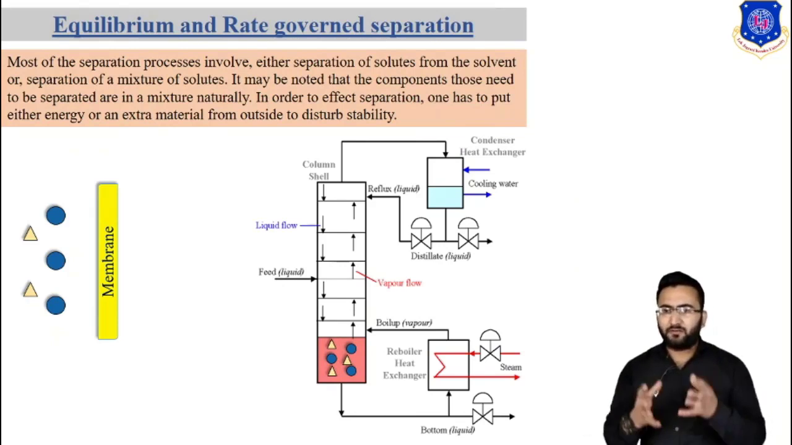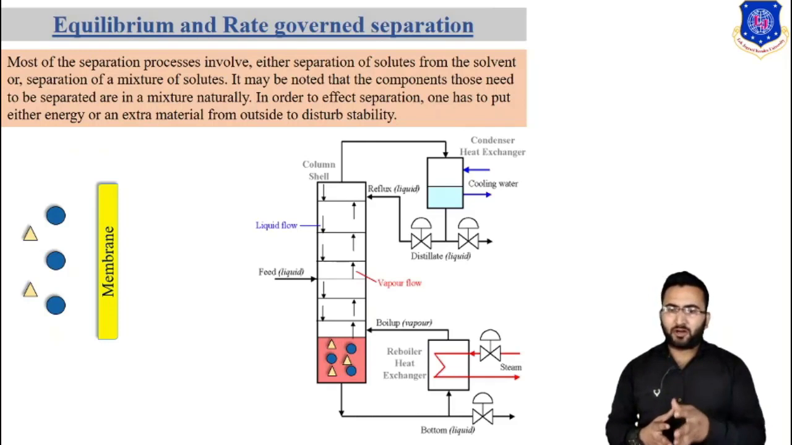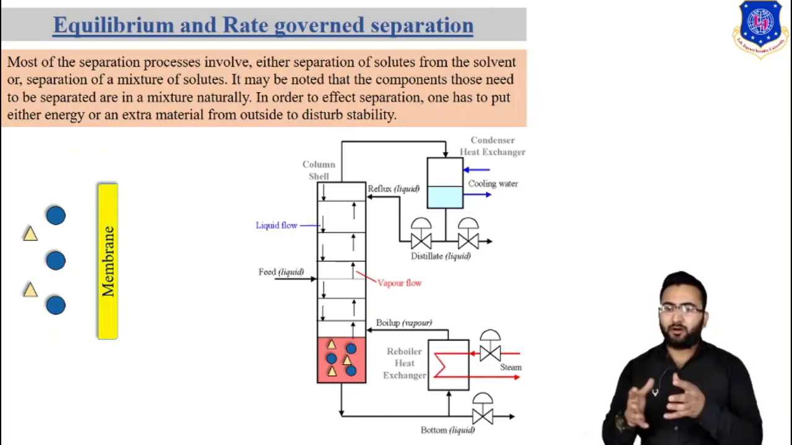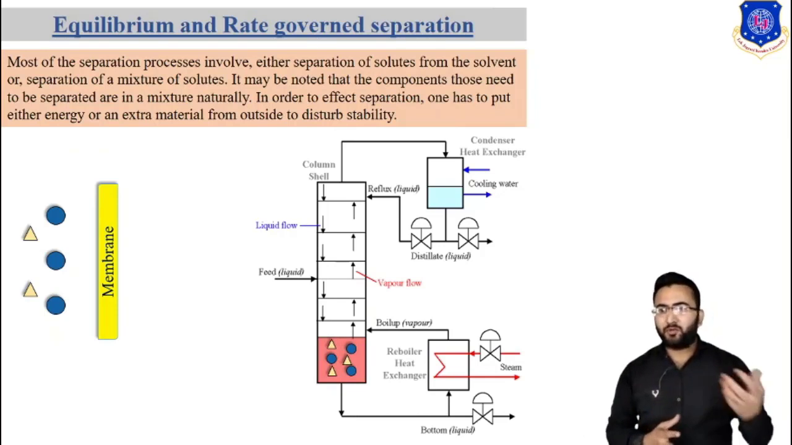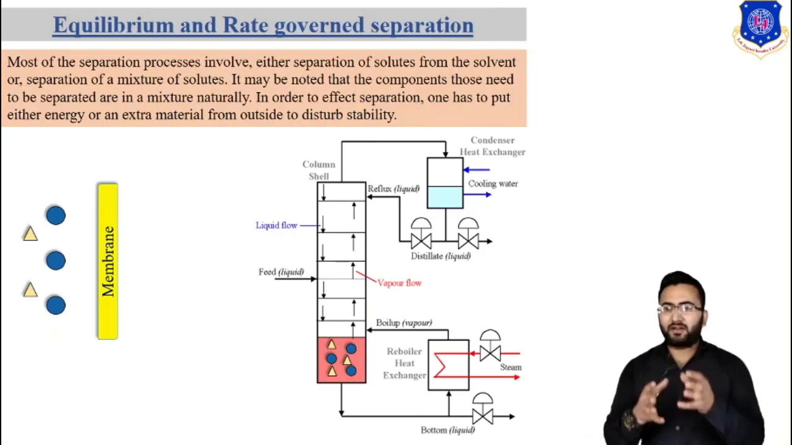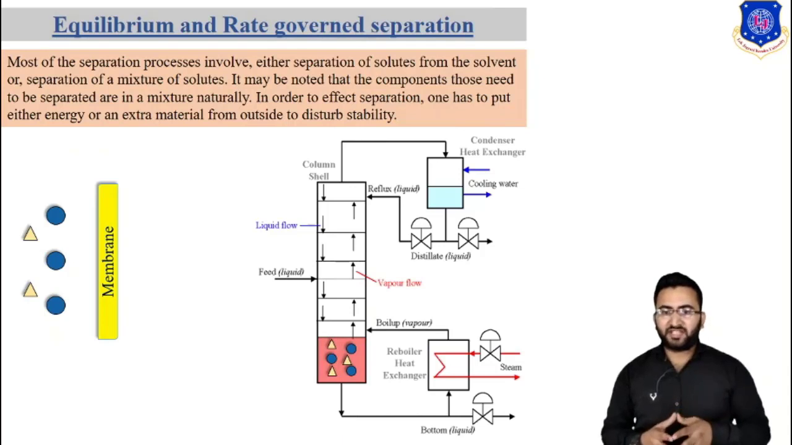Most processes involve either separation of solute from the solvent or separation of a mixture of solutes. It may not be that the components that need to be separated are in a mixture naturally. In order to effect separation, one has to put either energy or extra material from outside to disturb the stability. As discussed in the earlier session, the separation processes are divided into equilibrium separation processes and rate governing separation processes.